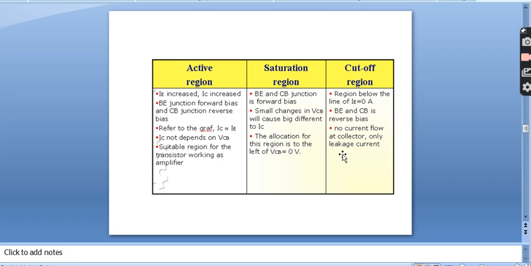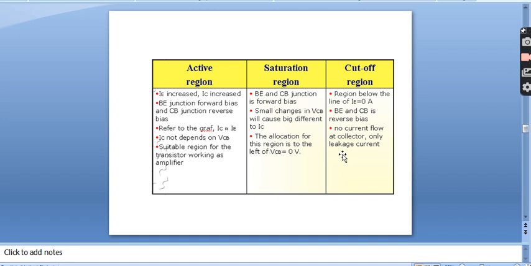But only some leakage current will be flowing. This leakage current is due to the minority carriers. Due to the minority carriers flowing in the collector region, a small amount of current appears at the collector region. This small amount of current is called leakage current or reverse leakage current. Those are the three regions in the CB configuration output characteristics.